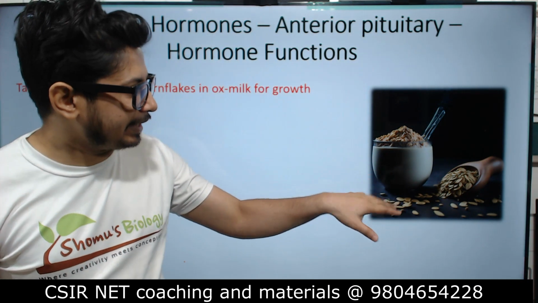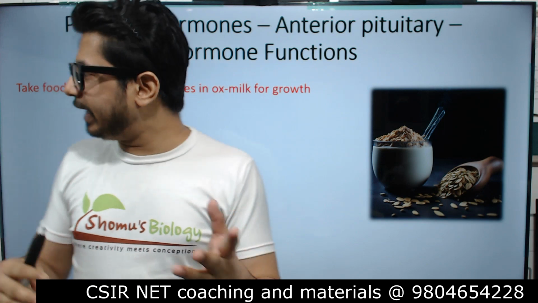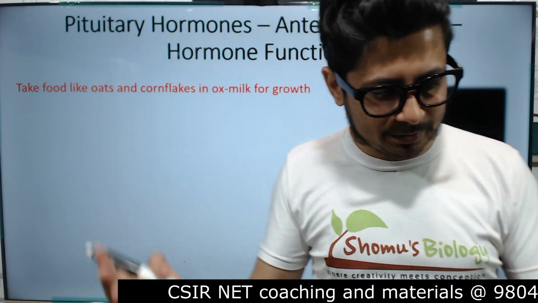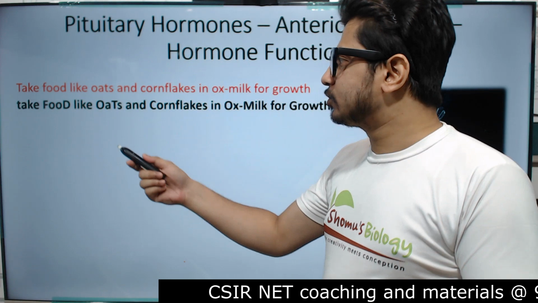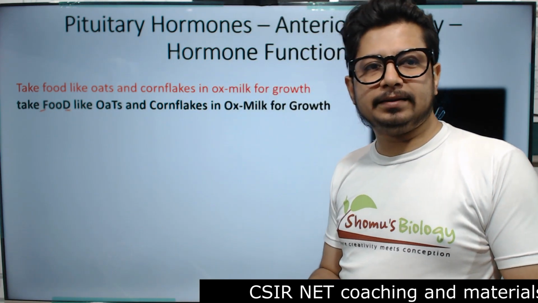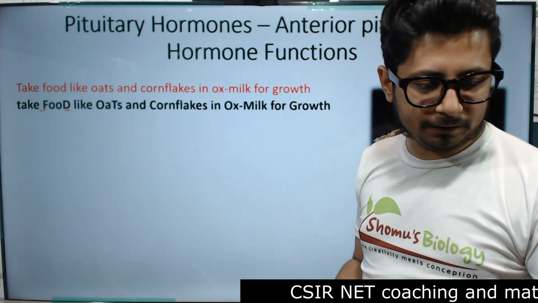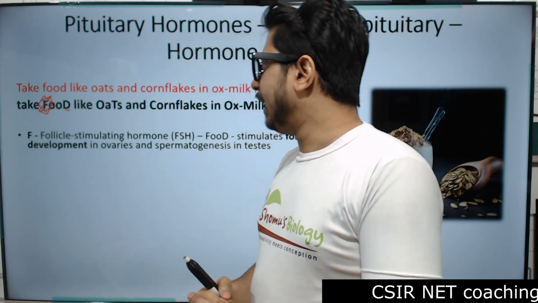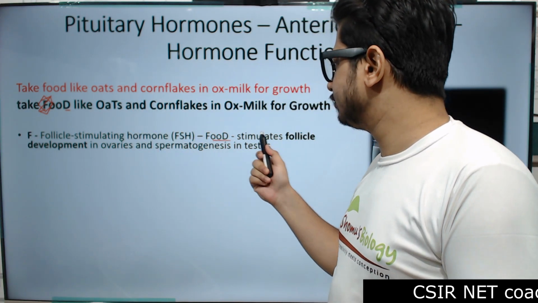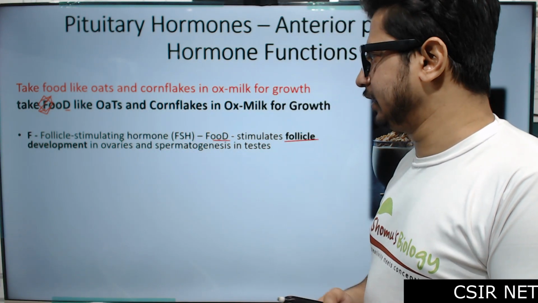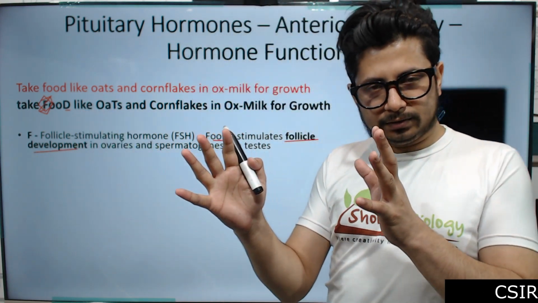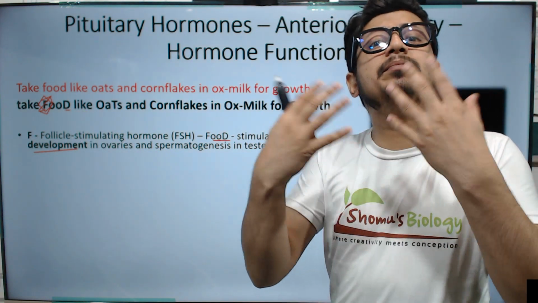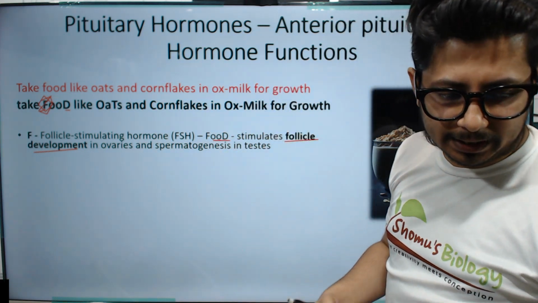So we have milk, and in the milk we are adding the cornflakes, we are adding oats to it. Okay, a healthy fiber diet, and this is ox milk, not exactly cow milk but ox milk. So that's how you can remember and rearrange this sentence. Every single capital letter signifies the name and the function of these hormones. So remember, F for follicle stimulating hormone goes with D, food D: stimulates follicle development. Because it says follicle stimulating, just apply this knowledge. It stimulates the follicle and helps it develop.